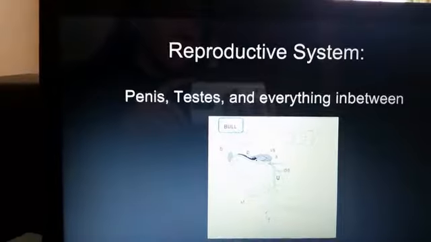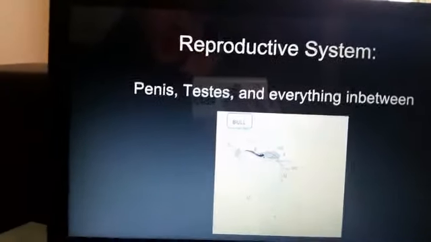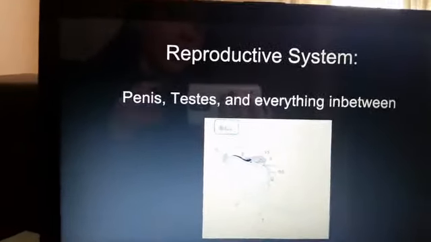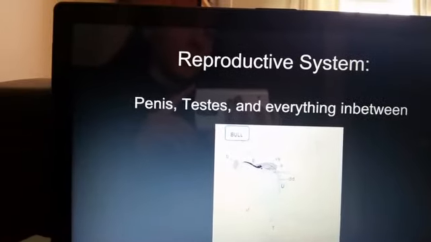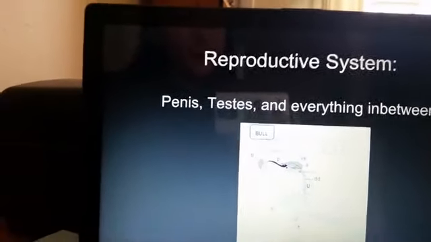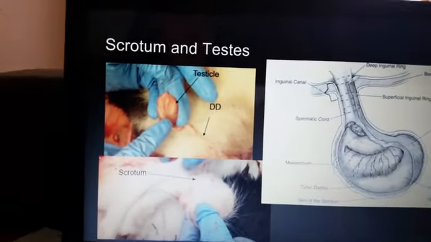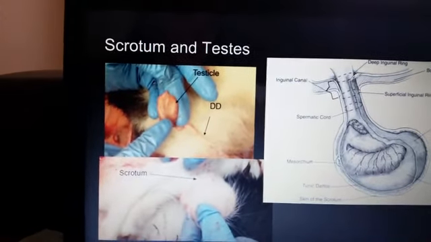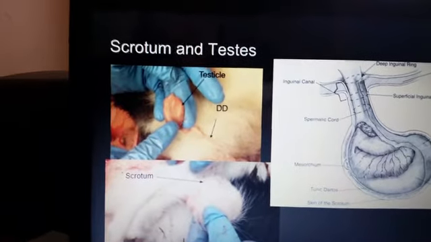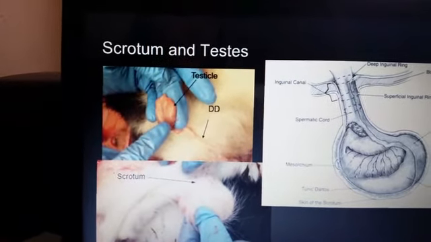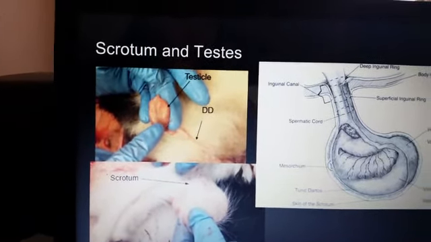The reproductive system. The reproductive system in males, as shown here, features the penis, testes, and several accessory sex glands. The testes are where the animal produces testosterone, the sex hormone for males. The testes are stored outside of the body in a little sac called the scrotum.